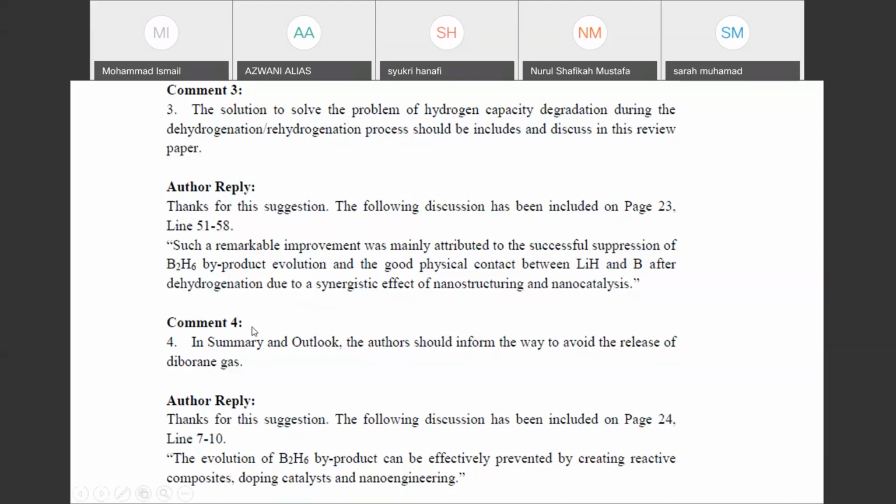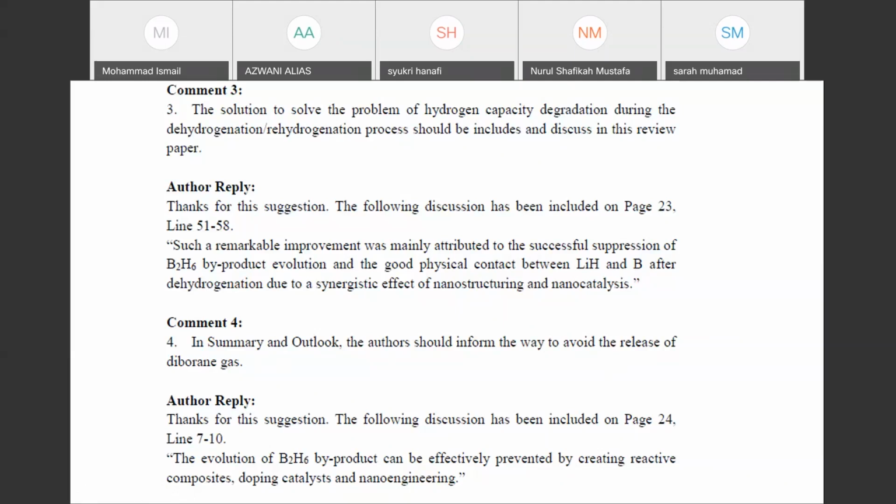Comment 4: in the summary and outlook, the author should inform the way to avoid the release of diborane gas. The author replied, thanks for this suggestion. The following discussion has been included on page 24, lines 7 to 10. Very detailed. This is a very good implementation of answering feedback from the reviewer.